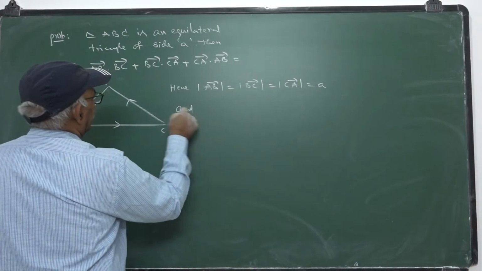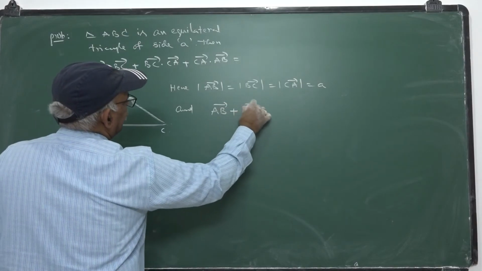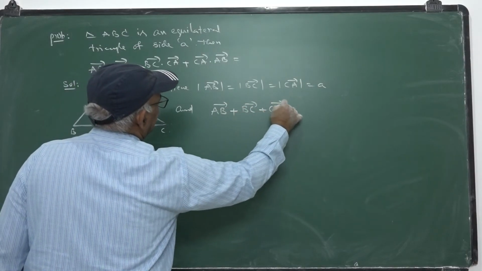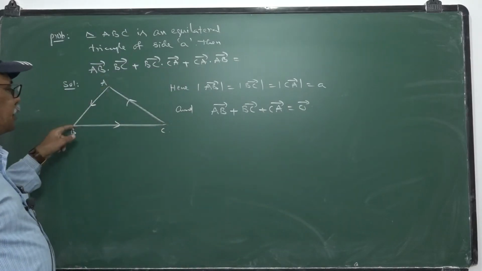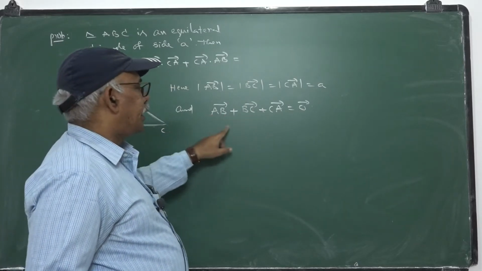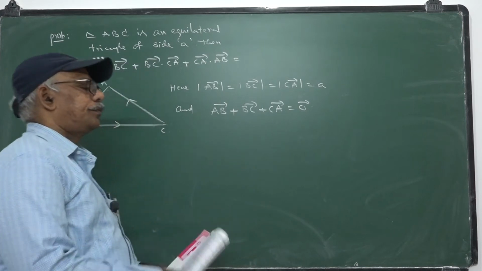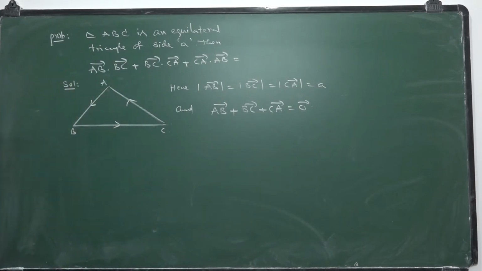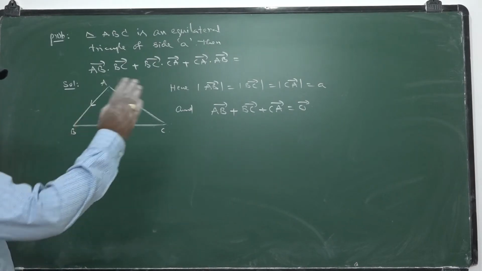And moreover, clearly once they form a triangle, AB bar plus BC bar plus CA bar must be 0 bar. AB bar plus BC bar gives AC bar, and AC bar plus CA bar is 0 bar itself. Once AB bar, BC bar, CA bar are sides of the triangle, then AB bar plus BC bar plus CA bar is always 0 bar.